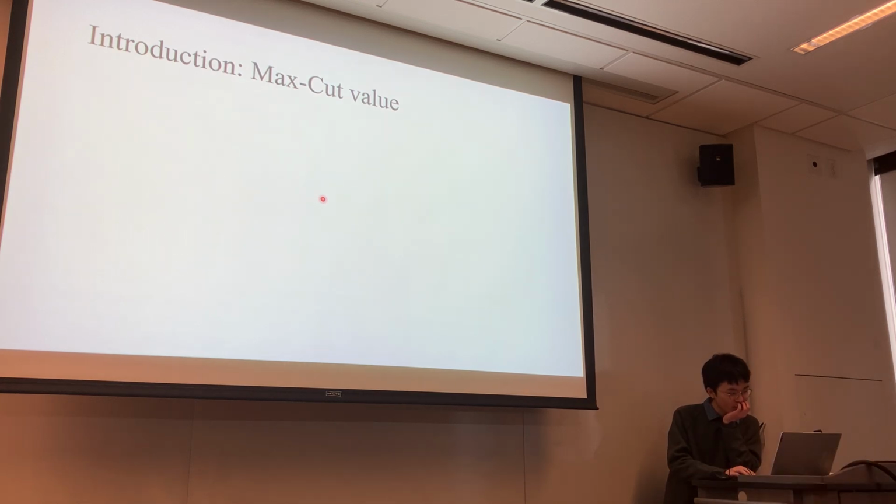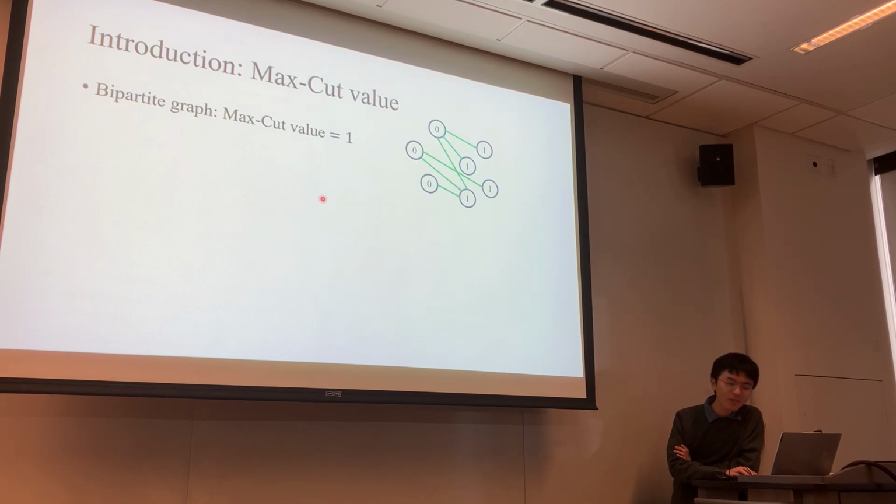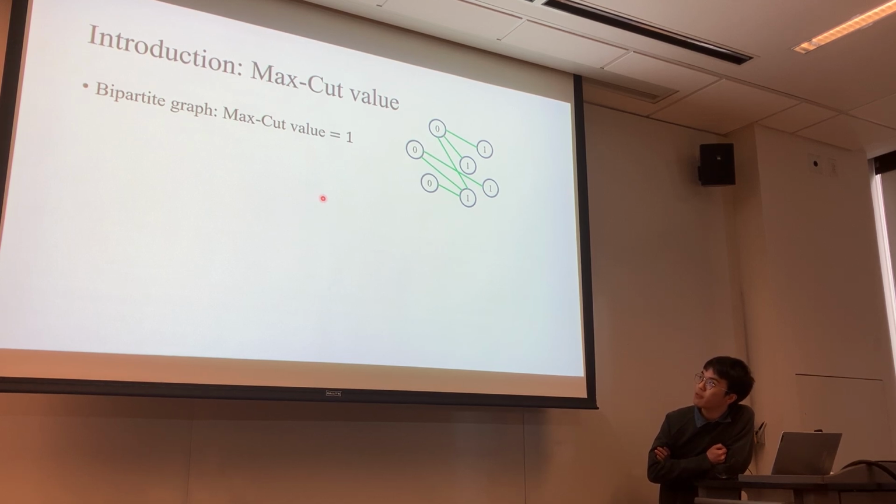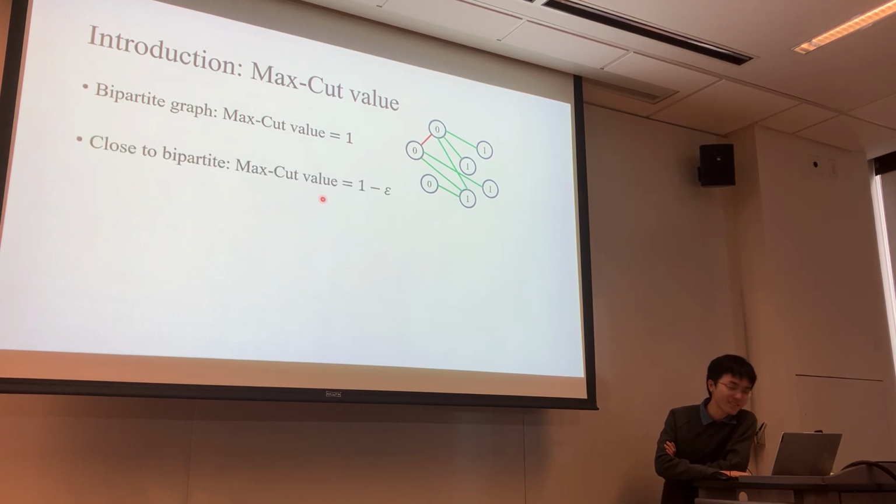So we'll first introduce the max cut value of graphs. The max cut value of a graph is defined to be the maximum fraction of edges in a graph that can be cut by any bipartition of the vertices. In one extreme case, if we have a bipartite graph, then the natural bipartition of the vertices cuts all the edges, giving rise to a max cut value of 1. If the graph is close to bipartite, then the max cut value is close to 1. And in a complete graph, any bipartition cannot cut significantly more than half of the edges. So the max cut value is approximately 1/2.